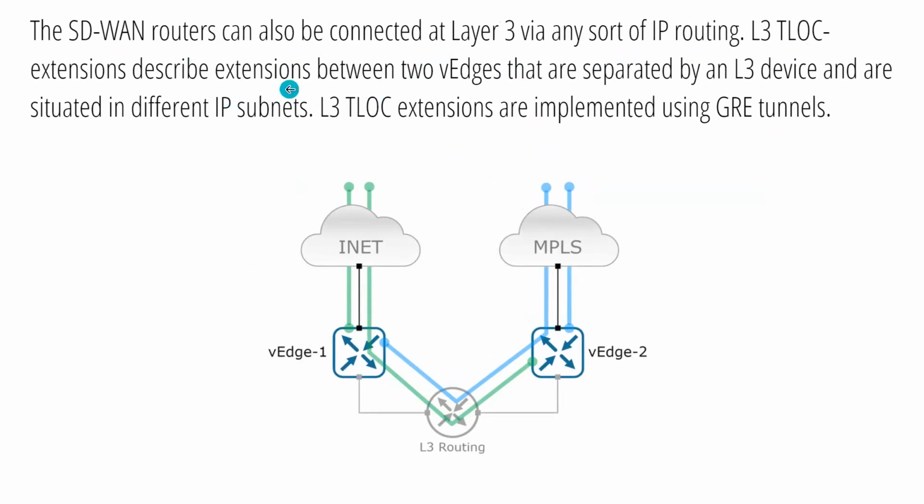L3 TLOC extension describes extension between two WAN edge routers that are separated by a layer 3 device and are situated in different subnets. Not only different subnets, I have seen designs where they are in different sites altogether. Okay, they are geographically in different sites. Maybe site 10 has two offices in the US, one in New York, another in probably Boston, and they have two different edges in the same site, site 10. In that case, you want to flip and use their MPLS connection and all those things. Those are possible.